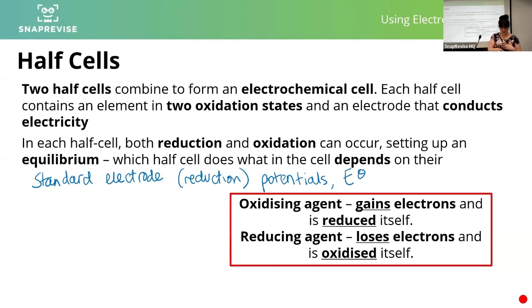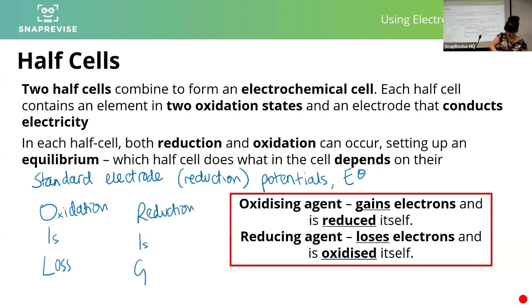If we just remind ourselves of OIL RIG, we cover it at GCSE, we still use it at A level, it's still applicable. OIL RIG is oxidation is loss, reduction is gain of electrons. It's the same as it was at GCSE. OIL RIG is applicable for the exchange of electrons. So oxidation is the loss of electrons, reduction is gain.